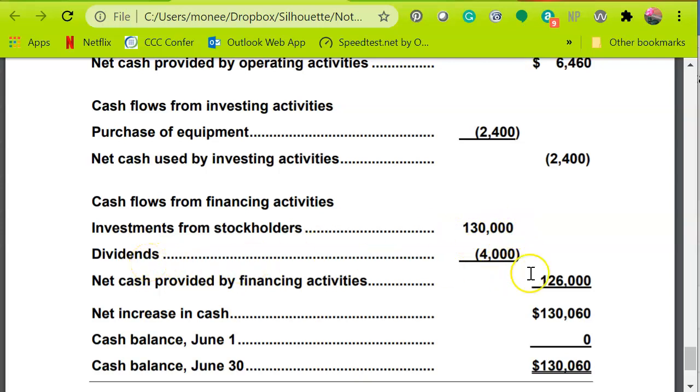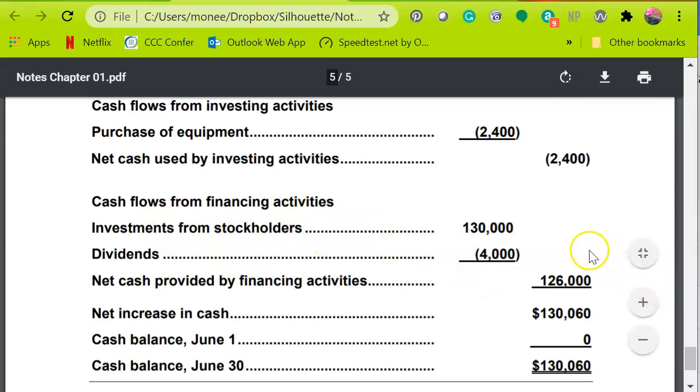Then our dividends are paid to our shareholders. You'll notice it has the parentheses around it to indicate it is an outflow. This is cash being paid out. Both of these activities are financing activities. Finally, you'll see the net, again provided by, because the number is positive. The net of a positive 130 and a negative 4 is a positive 126.